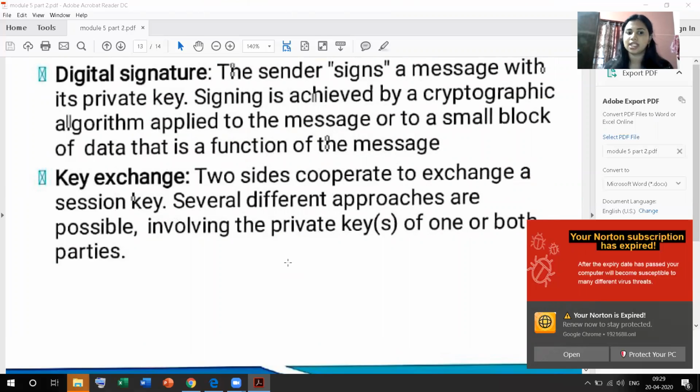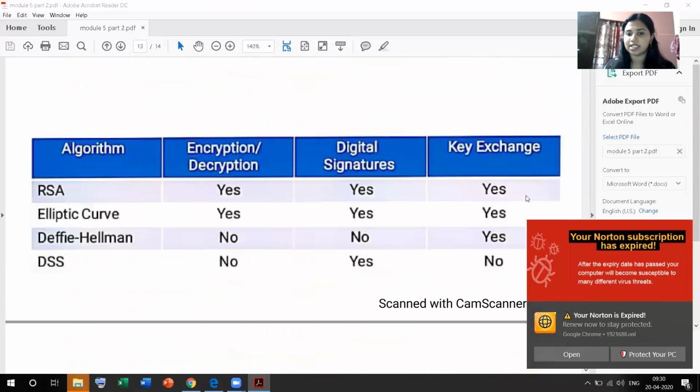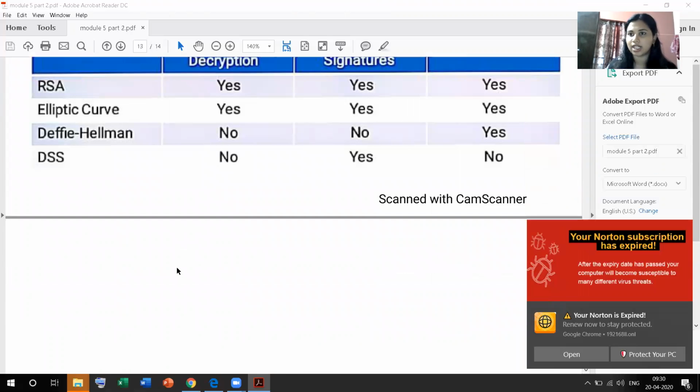Key exchange: two sides cooperate to exchange a session key. Several different approaches are possible, involving the private keys of one or both parties. Applications of public key crypto systems include RSA, elliptic curve, Diffie-Hellman, and the digital signature standard. RSA is used for encryption, decryption, and digital signature. In our module, we have discussed the RSA crypto system in detail.